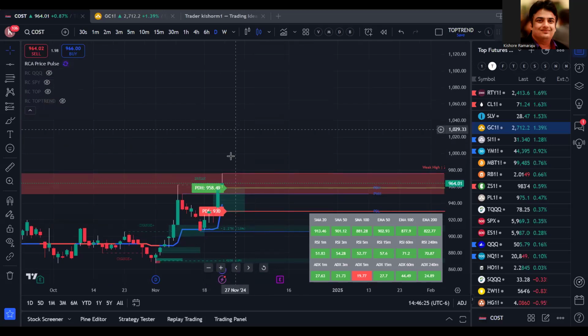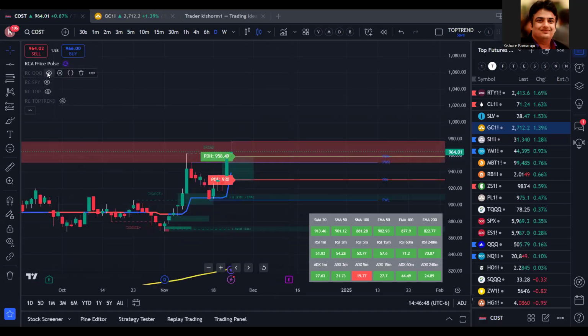Weak high means it can still break the high, and there can be a new high. If it is a strong high, that means that high will act as a resistance. But if it is a weak high, that means there is still a possibility for this high to move. Whatever is the current high, that is a weak high. It can break and it can go much further high.